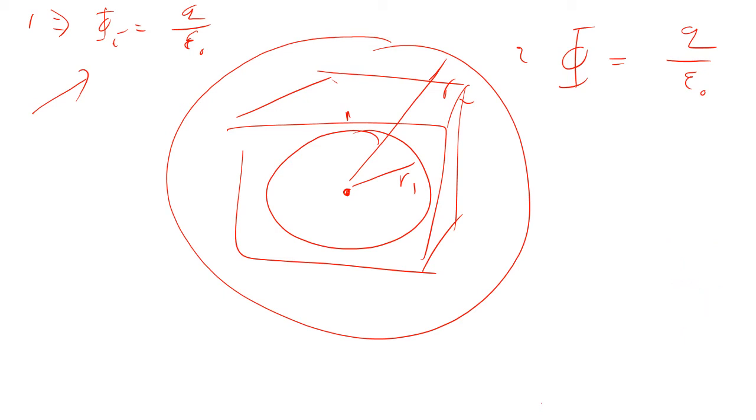Okay. So how do we do that here? Well, we look at it and say, well, the total flux of this sphere on the inside is q over epsilon naught.